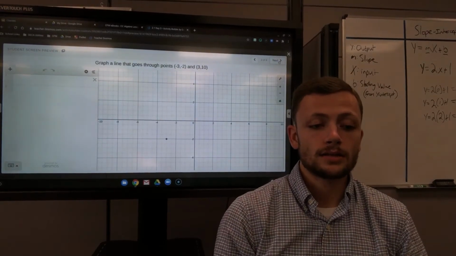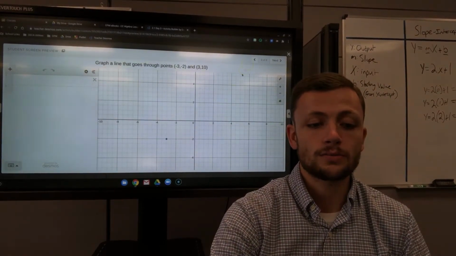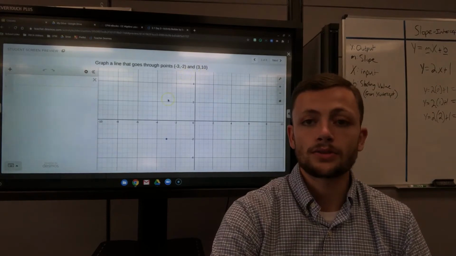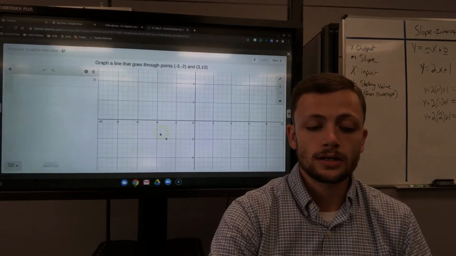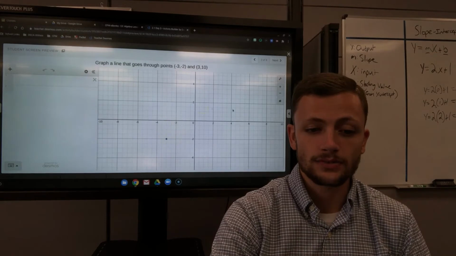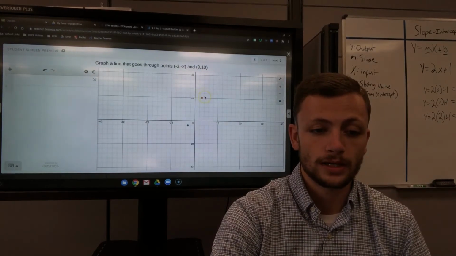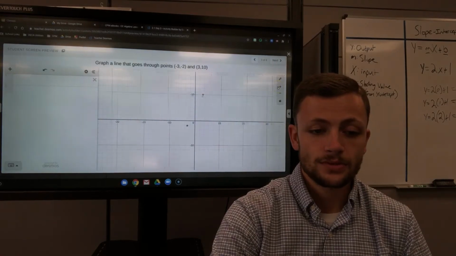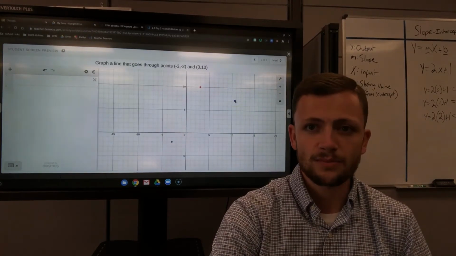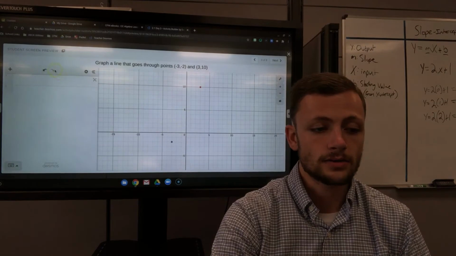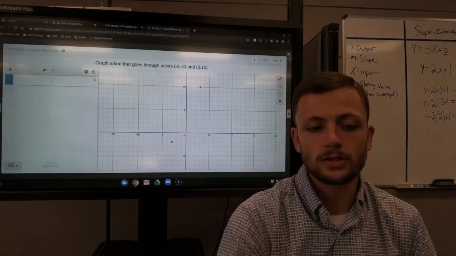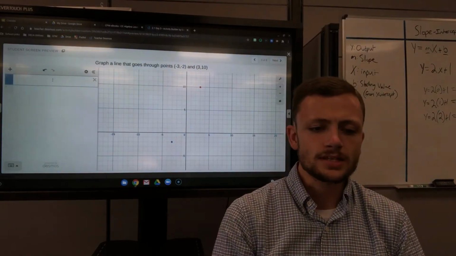So now we're going to take a look at a line that goes through the points -3, -2, and 3, 10. So here is the point -3, -2, and I've got to zoom out a little bit, and you'll see that there's already a point plotted for the point 3, 10. So let's make sure that we have both points in view and that we can see the grids, and let's go ahead and take a look at the lines and see what we can graph.